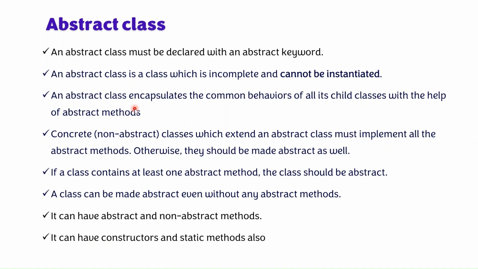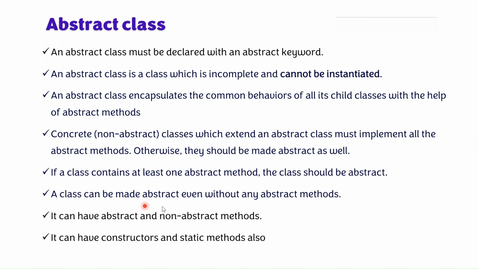All the abstract methods have to be implemented in their child classes. Concrete classes which extend an abstract class must implement all abstract methods. Otherwise, they should be made abstract as well. If a class contains at least one abstract method, the class should be abstract. If the class has an abstract method, that class must be declared as abstract.